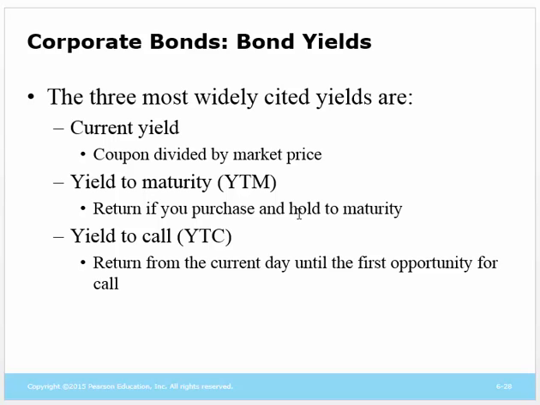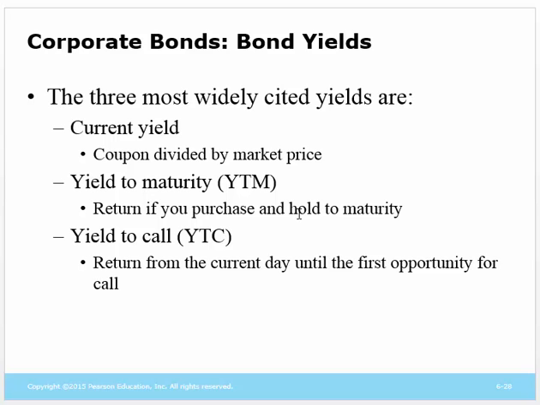The three most cited yields are listed here. One is referred to as the current yield. It's the coupon divided by the market price. So if you buy the bond today and you receive this coupon, that's the return you would earn in year one. Yield to maturity, we talked about this before, is the return if you buy the bond and you hold it till it actually matures.